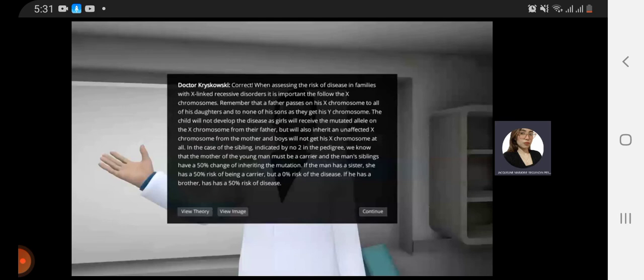In the case of the sibling, indicated by number 2 in the pedigree, we know that the mother of the young man must be a carrier, and the man's siblings have a 50% chance of inheriting the mutation. If the man has a sister, she has a 50% risk of being a carrier, but a 0% risk of the disease. If he has a brother, he has a 50% risk of disease.